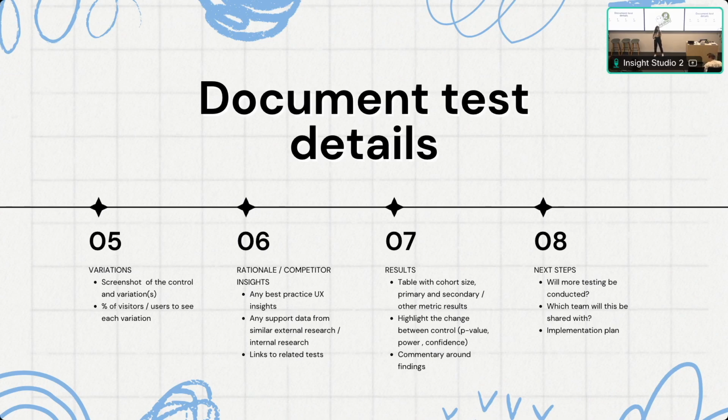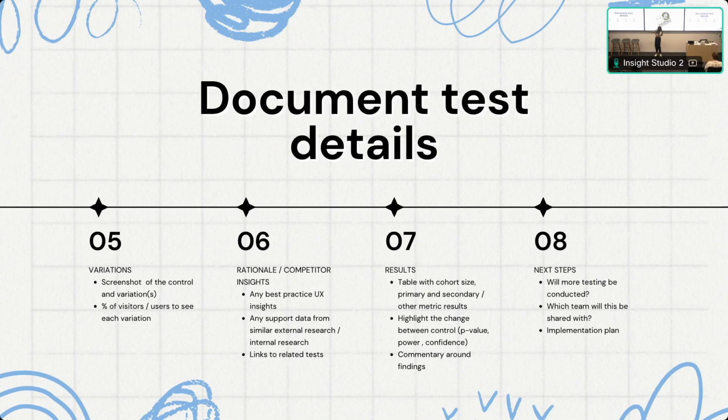Then of course, after you finish testing, your results. So have a table in there with the uplift, whether it reached statistical significance, the change. So you have your control, your variations, and what the results were. And included with that would be a bit of a summary. So why you think that happened or didn't happen, and a bit of a summary of the results.